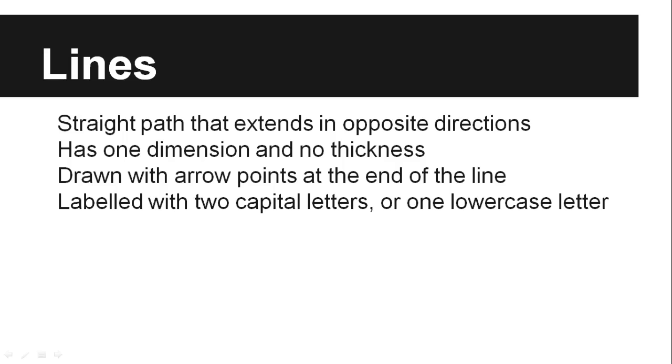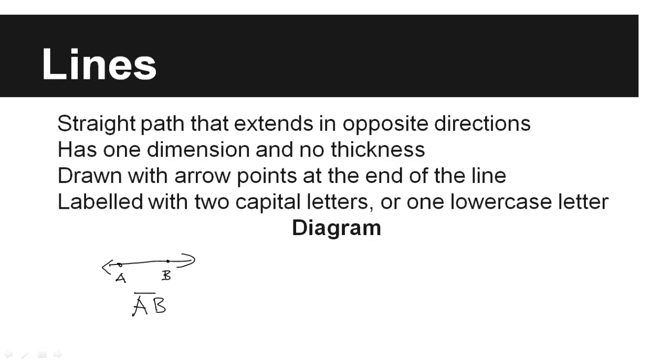We label it with two capital letters or one lowercase letter, and when we use the capital letter label, we tend to draw an extra mini line above it. So if I've got line AB here, when I want to label it, I'm going to write AB next to each other, and I'm going to draw a little mini line over the top to indicate that it is a line. Another example of a line would be this crooked one that I drew with a lowercase or script L below it.